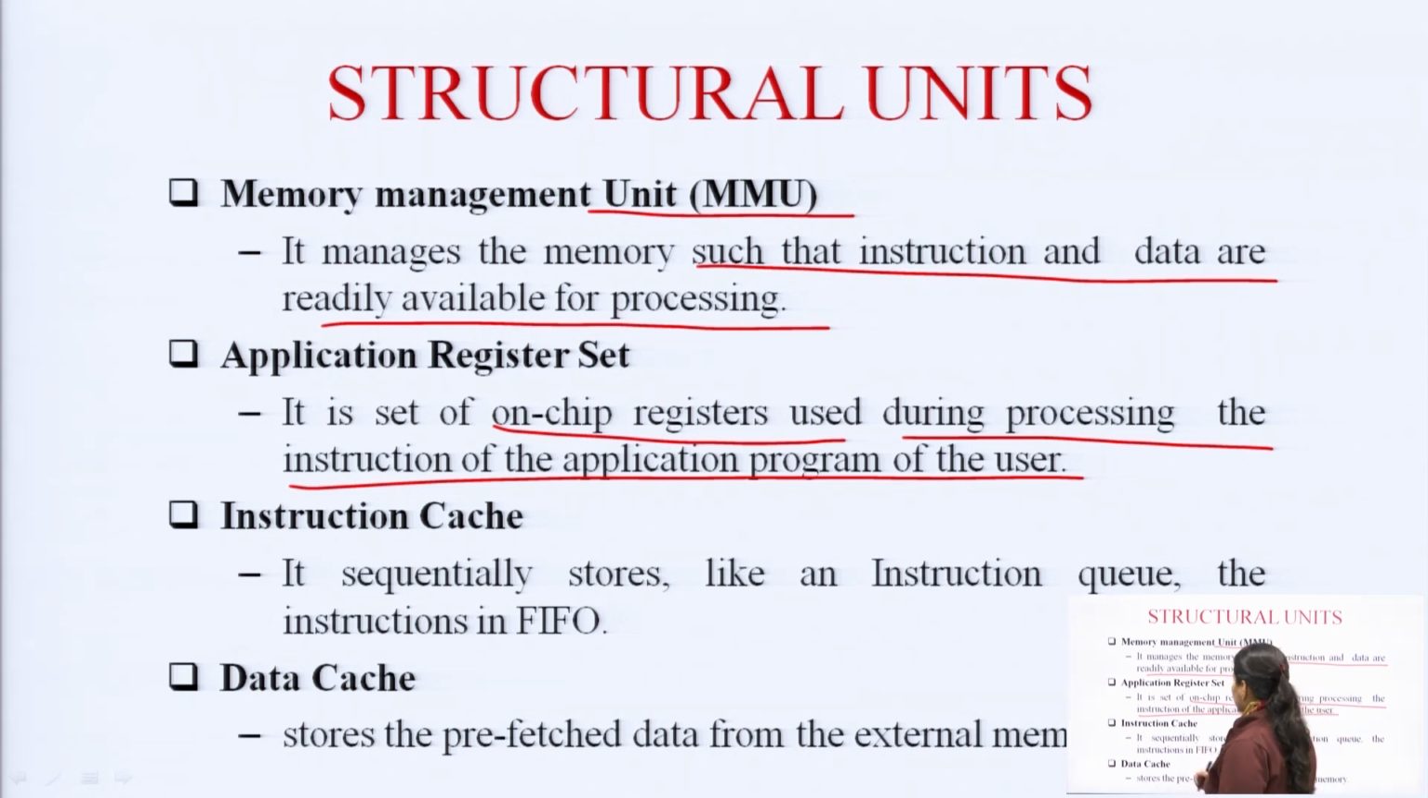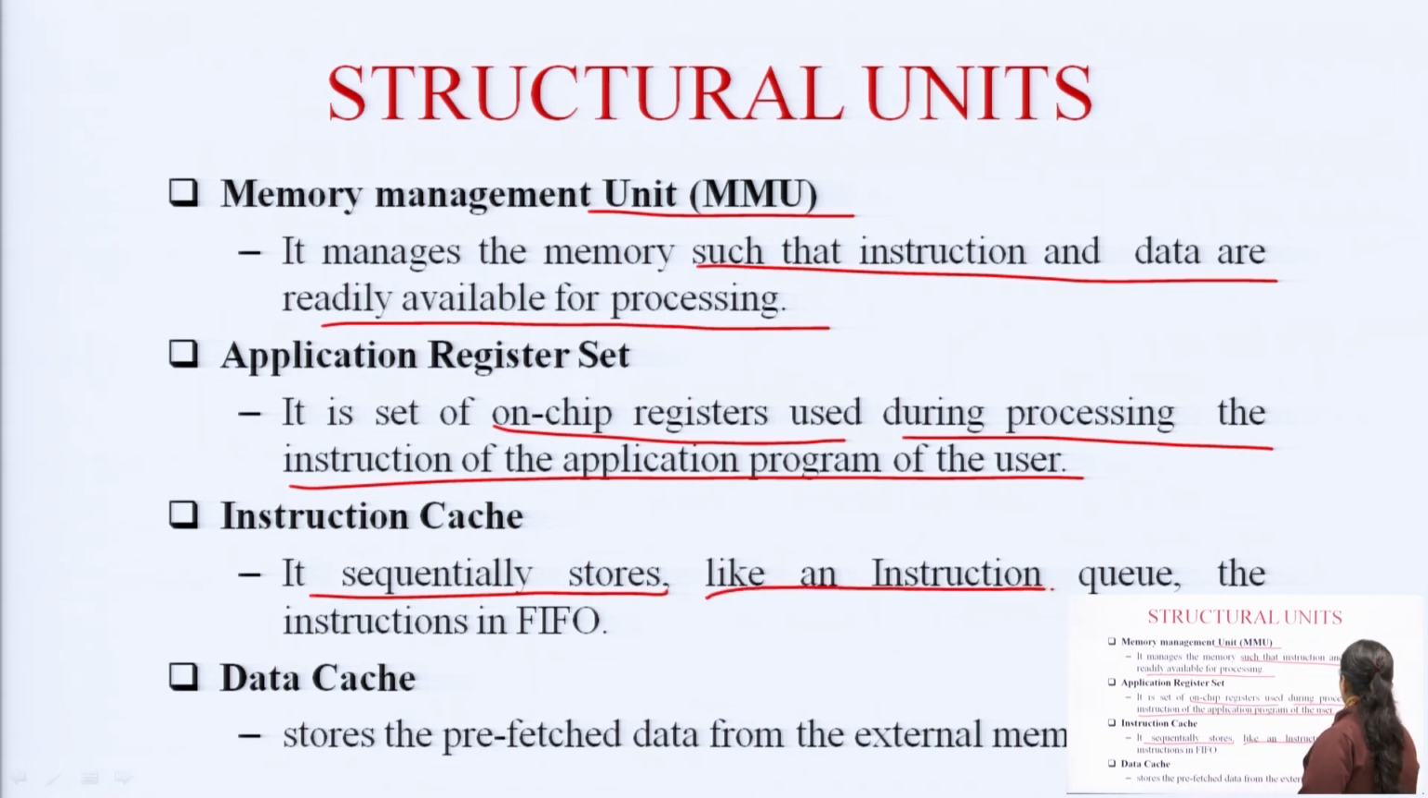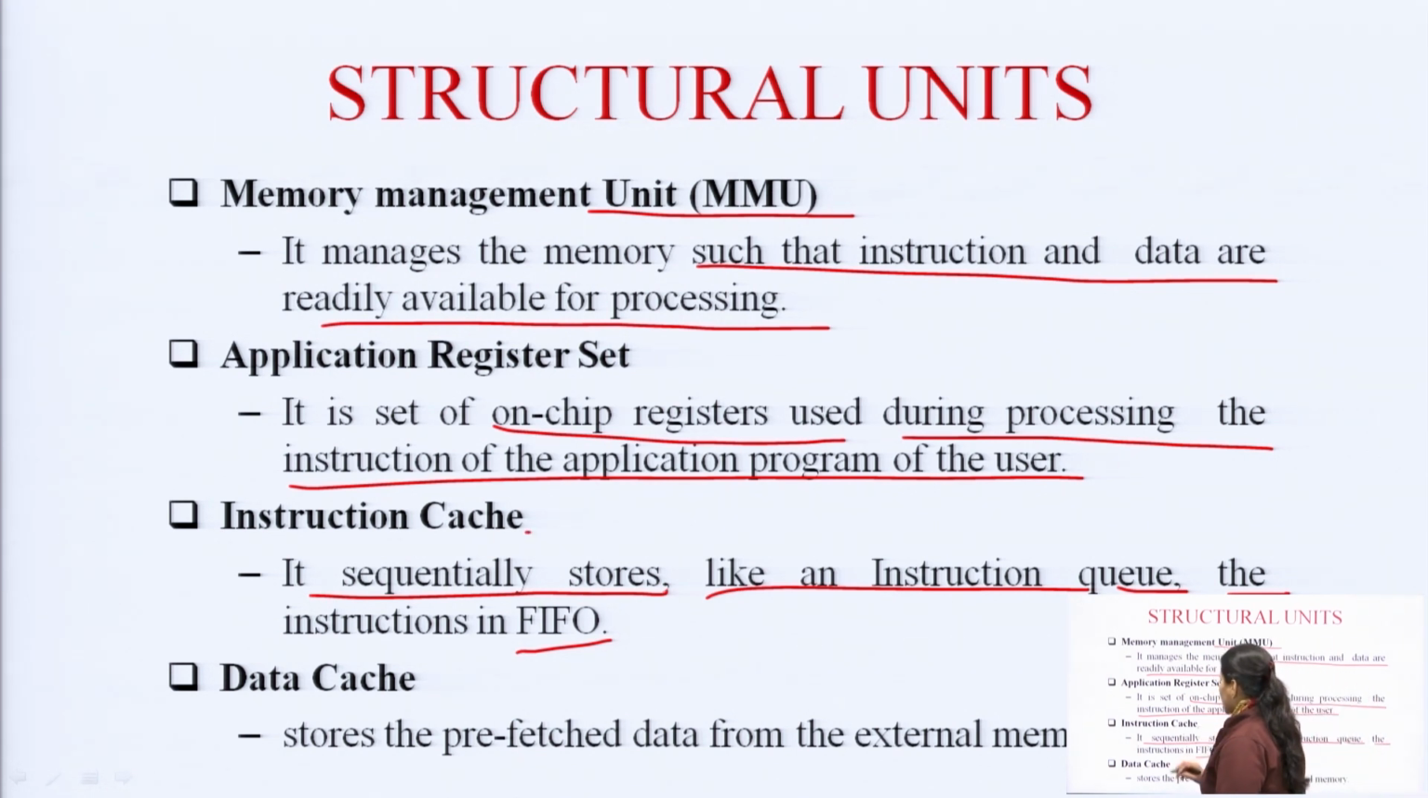What is the role of the instruction cache? It sequentially stores, like an instruction queue, the instructions in the FIFO, that is, first in first out. So, what is the cache memory? The instruction cache means that a set of certain opcodes or instructions are stored in the cache and sequentially executed, and the instructions are served on a first in first out basis. That is, the instruction which was added first in the instruction queue is executed before the next instructions.